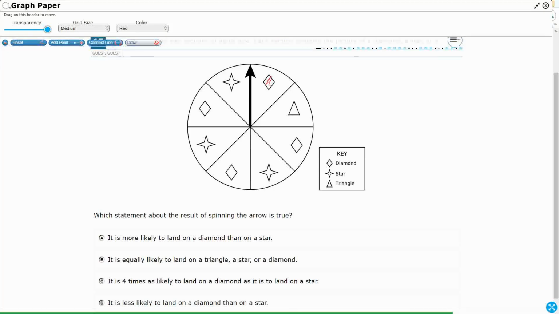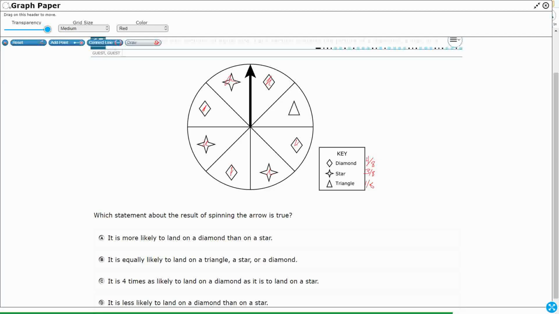Diamonds, right? I've got 1, 2, 3, 4. So let's call that 4/8. Stars, I've got 1, 2, 3, 3/8. All right, and then your triangle, 1/8. So you're most likely to pick your diamond, least likely to pick your triangle. So you're more likely to land on a diamond than a star.